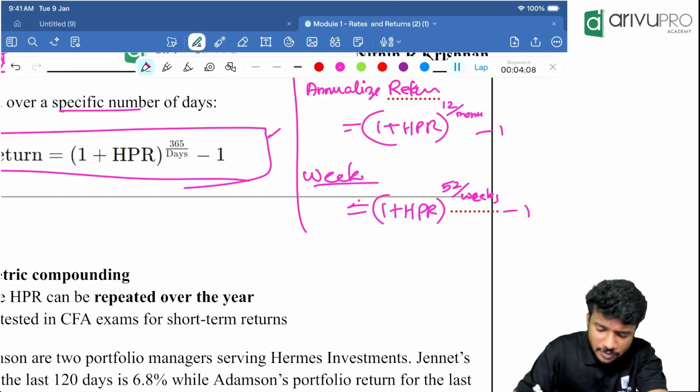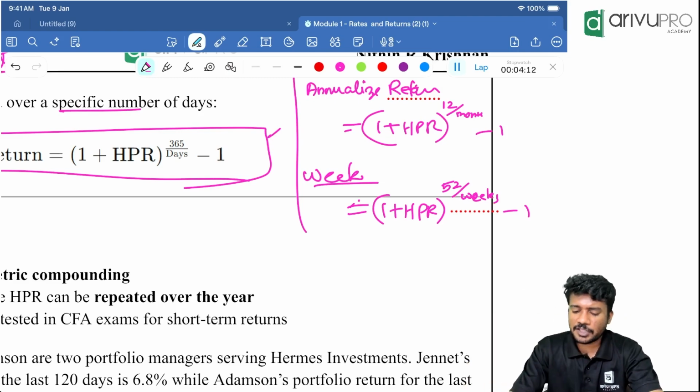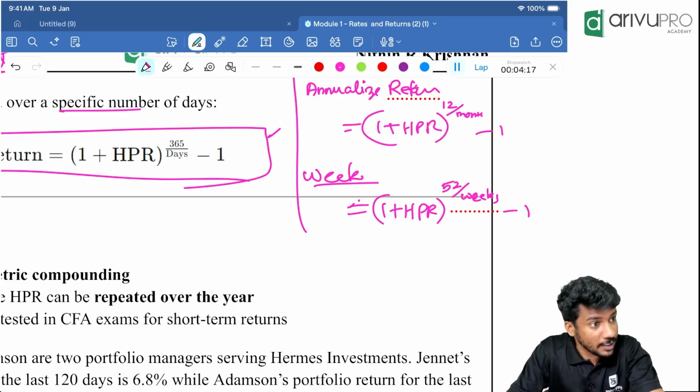What if it is given in days? We will use the first formula. Months, we will use the second formula. What if it is in weeks? We will use the third formula. Are you getting this, people? If anyone has any doubt, you can ask me now. Understood?